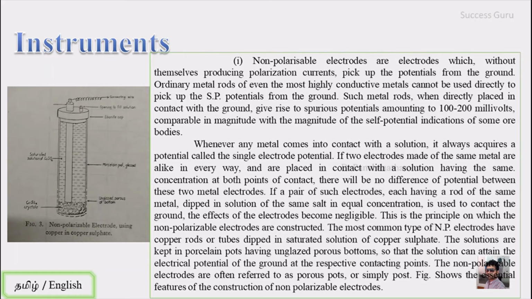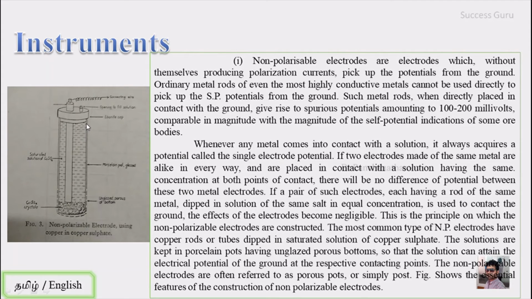In most non-polarizable electrodes we can go for a copper rod dipped in a saturated solution of copper sulfate. The left side image shows a general sketch of a non-polarizable electrode, where there is a connecting wire at the top, and an opening cap for filling the solution, and a cap closing the top of the container. This is the solution of copper sulfate, and this is the copper rod, and there are also copper sulfate crystals at the bottom.